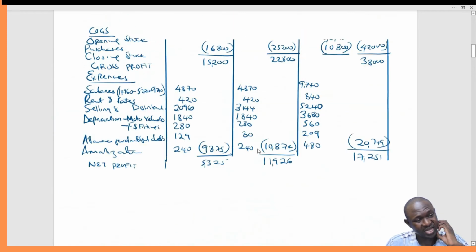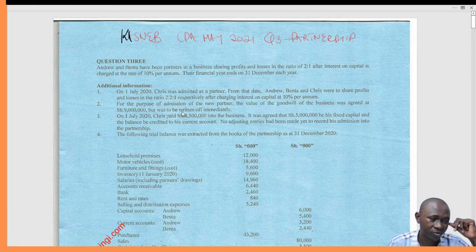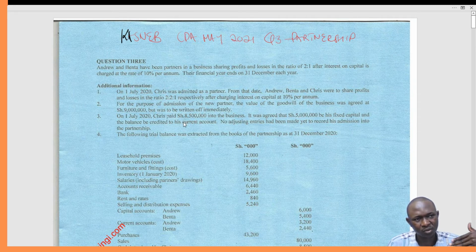Then the other thing that affects the capital account will be the goodwill, and there was something about the goodwill here. For the purpose of admission of the new partner, the value of the goodwill of the business was agreed at 9 million, but was to be written off immediately. Goodwill is what has been acquired, the privileges that the other party is going to enjoy because of the struggles you had, the gains you had made before he came on board. So they agreed that the struggles they had made and all the achievements are valued at 9 million.